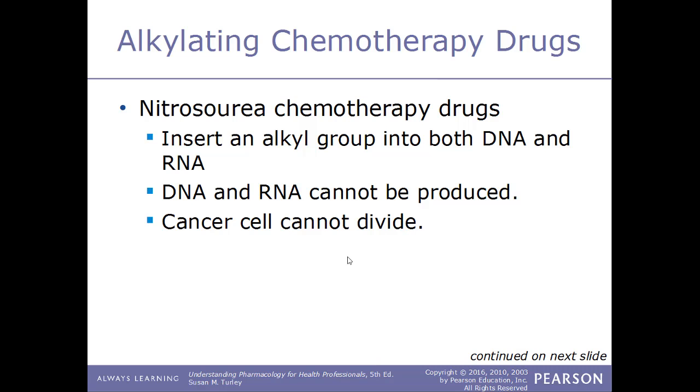Another kind of alkylating chemotherapy drugs are the nitrosourea chemotherapy drugs. And these act by inserting an alkyl group into both the DNA and also the RNA. And when this happens, neither the DNA or RNA can be produced, and therefore the cells or cancer cells can't divide.